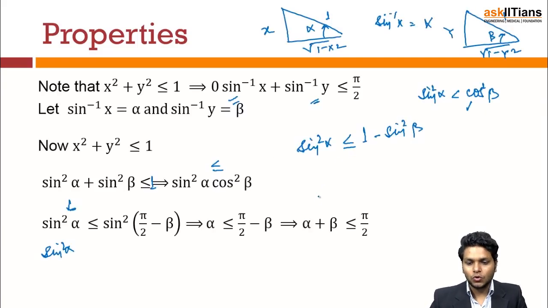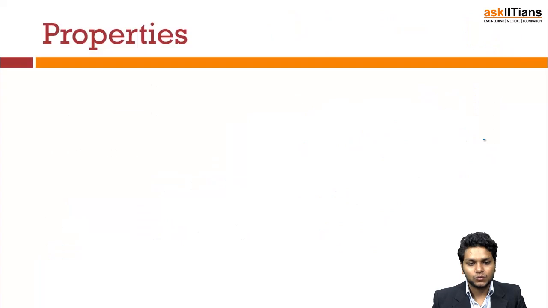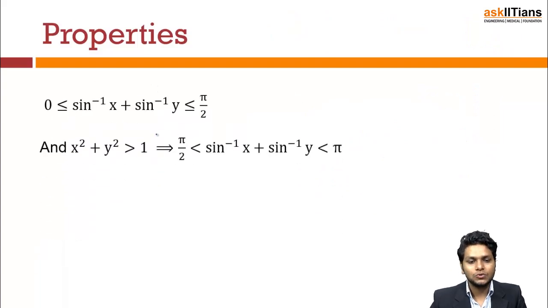So this is the whole procedure of understanding what happens to the values of alpha and beta if I am taking the region which is inside the circle. This is how I found the values for the case when the sum of the angles is less than pi by 2. But we also know that sine inverse x plus sine inverse y is going to be from 0 to pi by 2, from the values that have been calculated on the last slide. Just make a note of that.